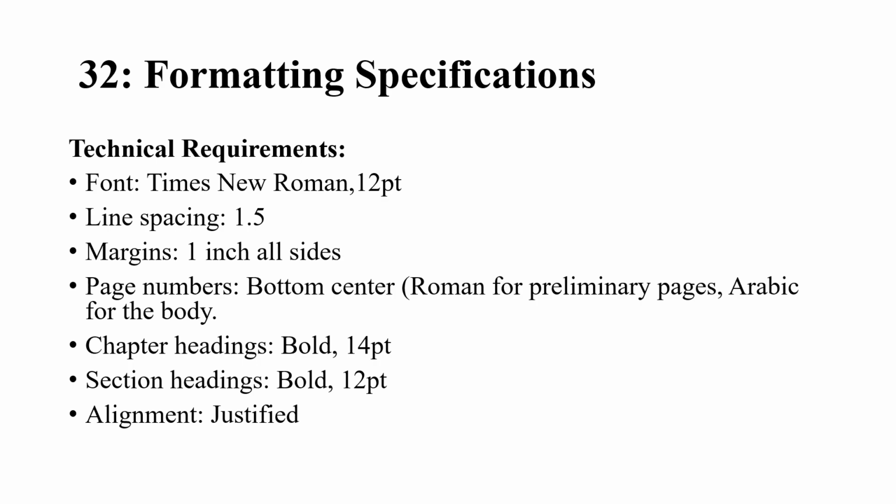Okay, so for initial preliminary pages, you will be using Roman style page numbers, and then for the main body of the report, you will be using the Arabic style, the one which you use 1, 2, 3, 4. Okay, and then for chapter headings, you will be using bold 14 point, and for section headings, you will be using bold 12 points, and then the alignment should be justified.